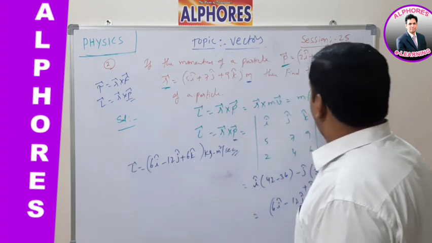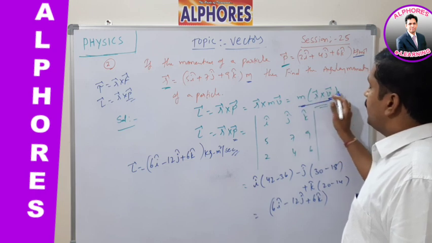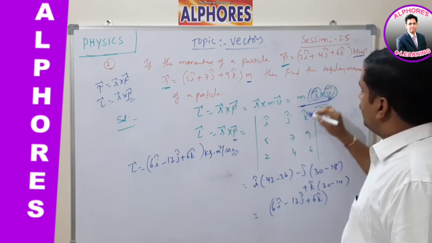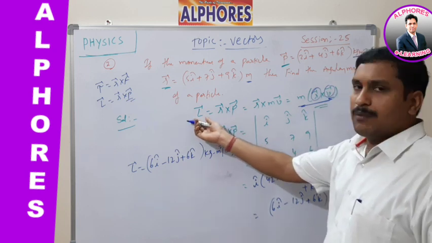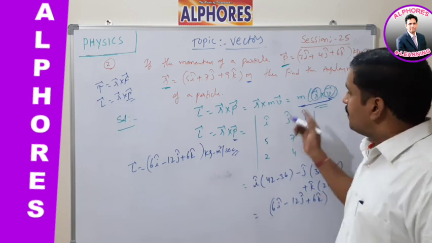Sometimes they give it in terms of the velocity vector also. What is the formula here? M into r bar cross v bar. If you know the position vector r bar and velocity v bar, you get the value of angular momentum, provided the mass m of the particle is given. So this is the method.